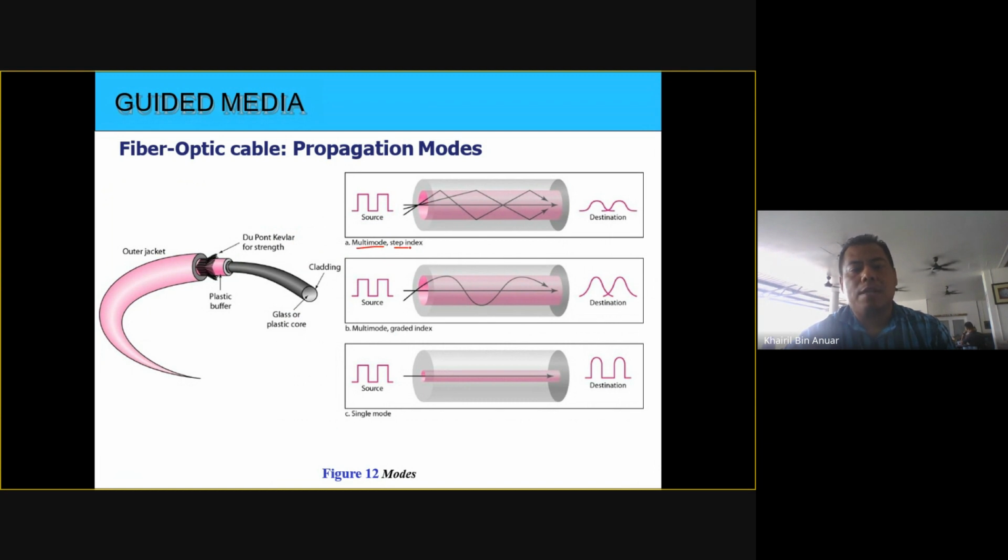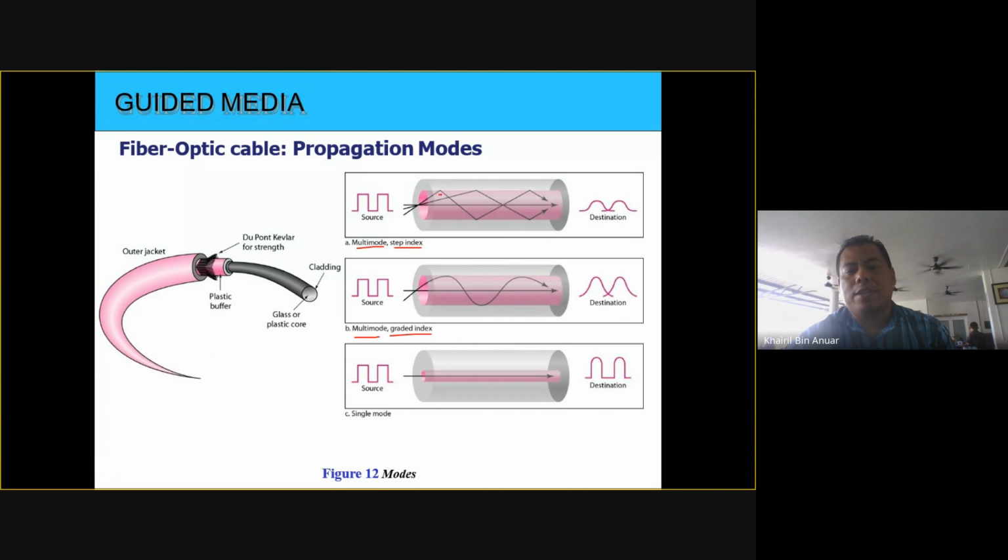So you can see that the medium or the fiber is a step index, which means that the density is almost the same throughout the core, whereas multi-mode means that you can have multiple sources. Then this is a multi-mode with a graded index, where you have multiple senders, multiple signals, with this graded index, and it looks like it's bending, right?